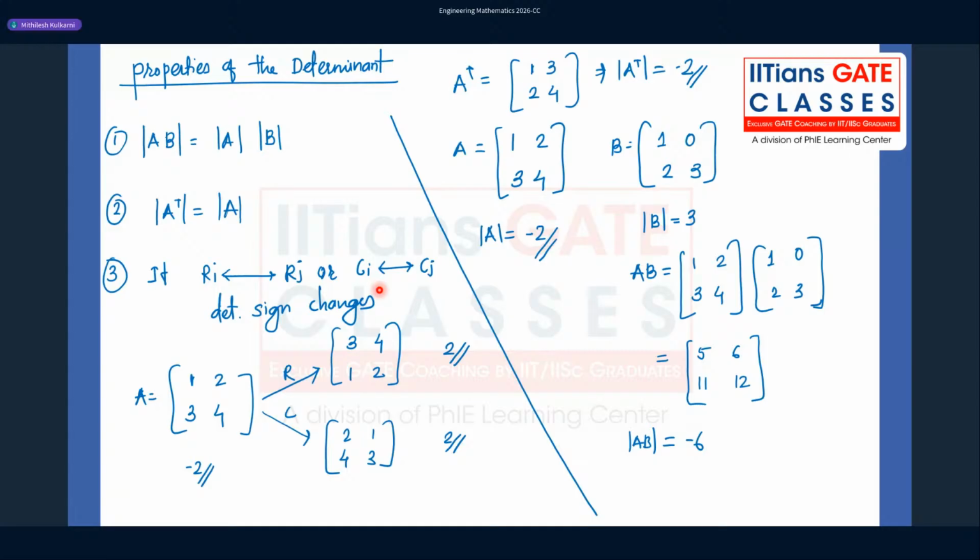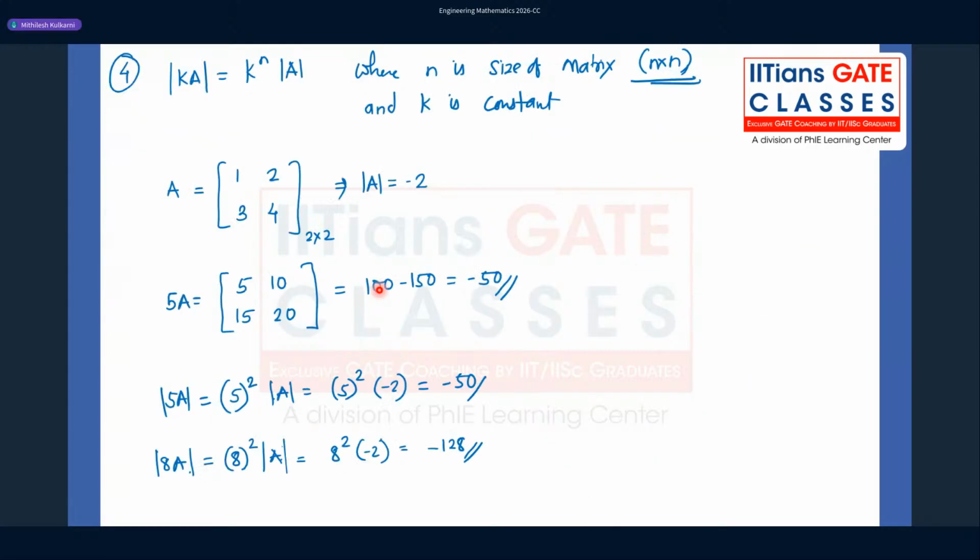Okay, let me go to the next slide. These are the three properties. The next property is the determinant of kA. If you are multiplying a matrix with a constant k and then taking the determinant, the determinant of kA is k raised to the power n times the determinant of A, where n is the size of the matrix and k is the constant.